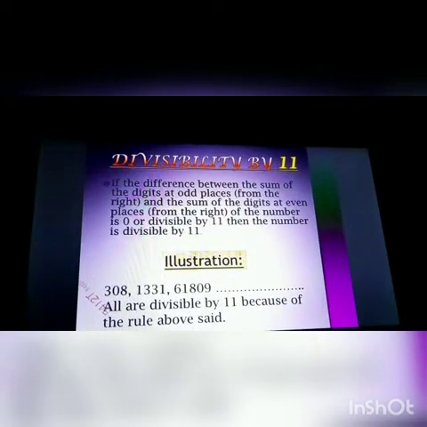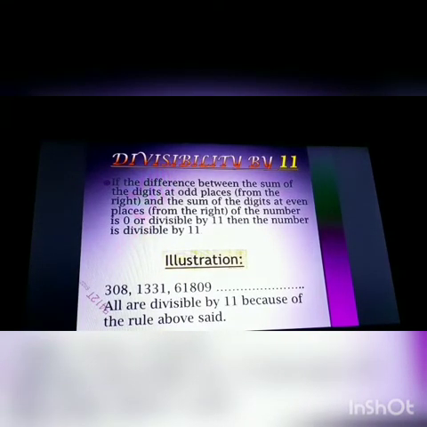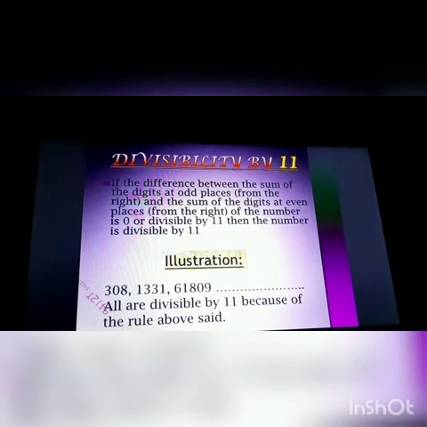Now the rule for 11. If the difference between the sum of the digits at the odd places from the right hand side and the sum of digits at the even places from the right hand side of the number is 0 or divisible by 11, then the number is divisible by 11. Students, what you need to do here is calculate from the right hand side the sum of the odd places and the sum of the even places. Then we'll do subtraction. If we get 0 or any multiple of 11, then only the number is divisible by 11. Here is an example. We are going to discuss other examples also.